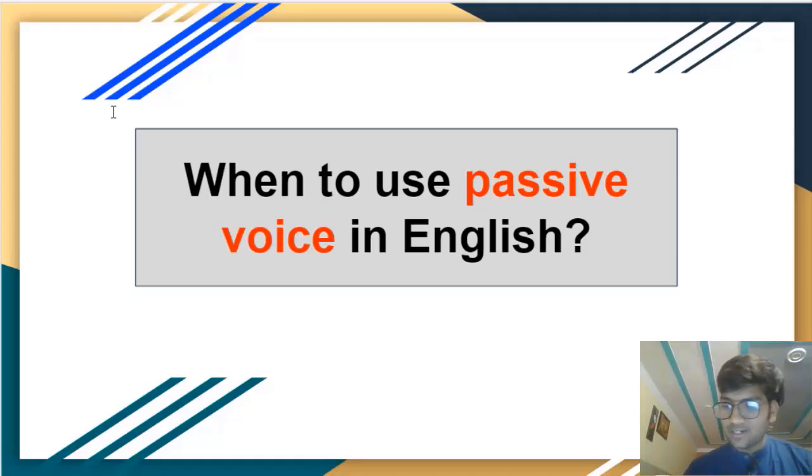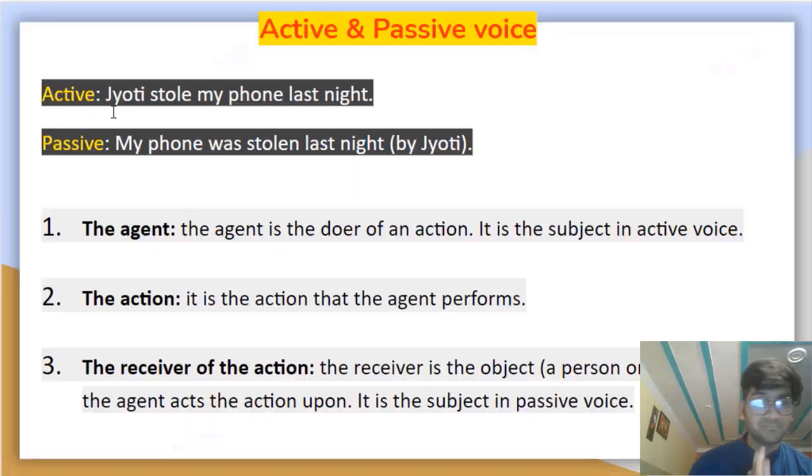Alright guys, before we look at all the situations where we use passive voice or we should use passive voice, let's understand a couple of things. Let's understand what is active voice, what is passive voice, and a couple of important things. So what is active voice, what is passive voice? See guys, every sentence is written in either active voice or passive voice. We use these two voices, active voice and passive voice, to write a sentence. Every sentence in English has to be written in either of these two voices.